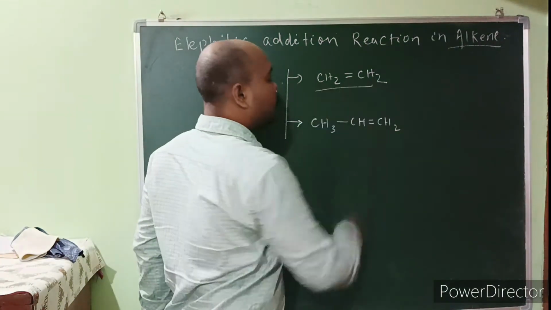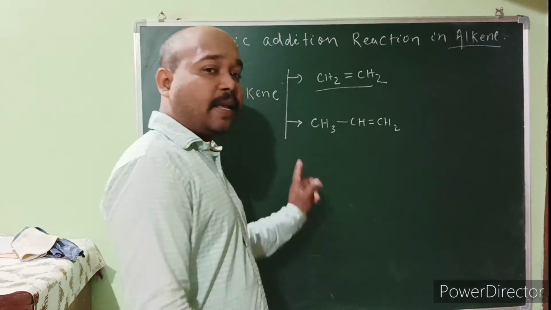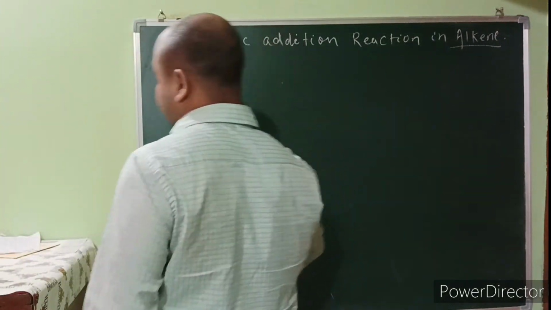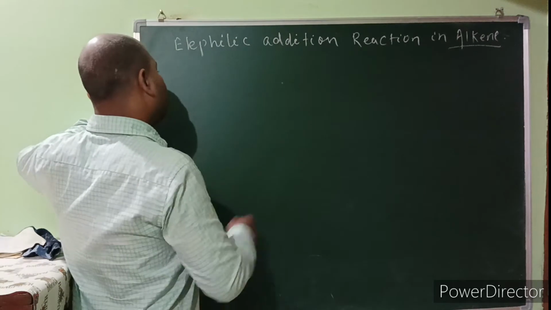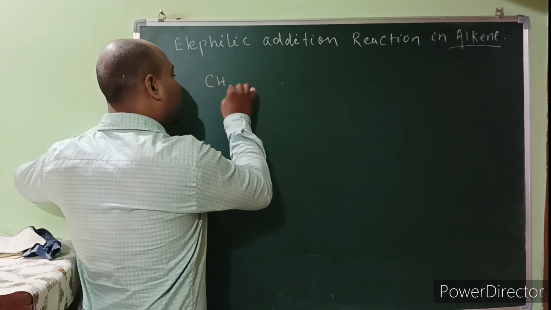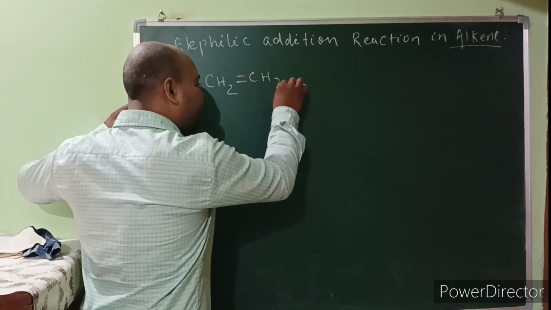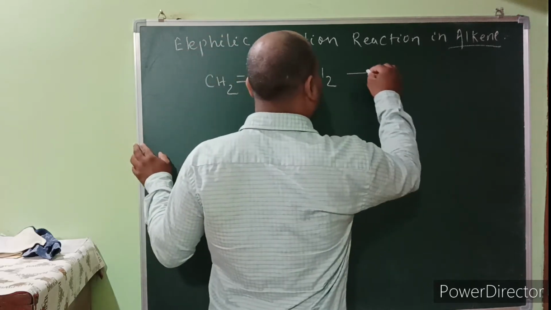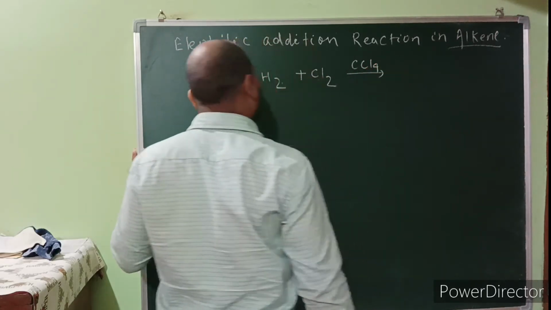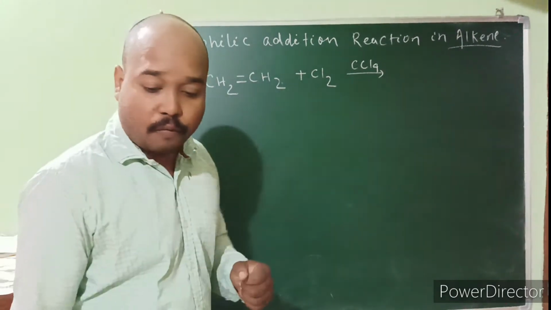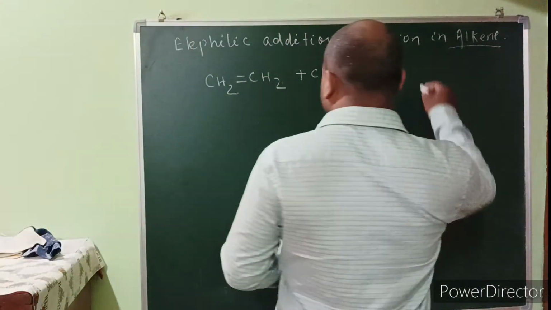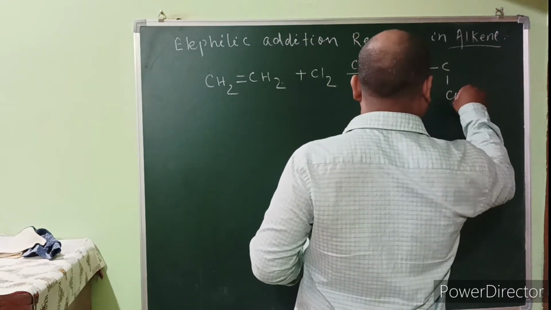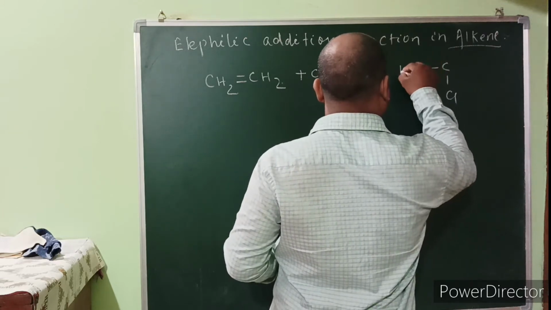First we will see the addition of an electrophile in the case of a symmetrical alkene. Now consider I am reacting a symmetrical alkene, ethene, with Cl2 in the presence of carbon tetrachloride. What will it produce? It will produce dichloroethane.